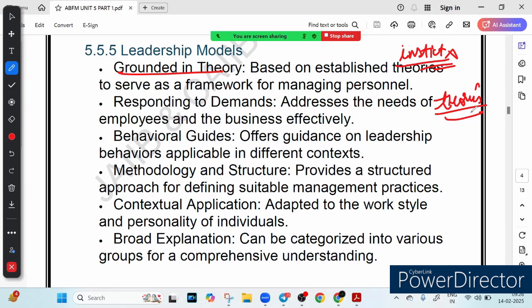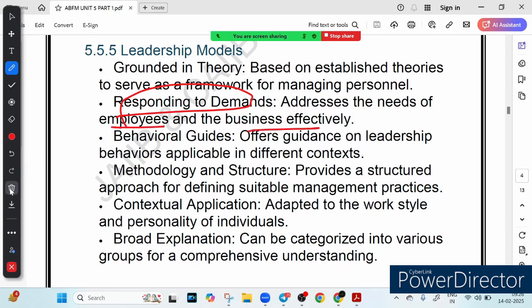Now the first thing is responding to the demands, right? Imagine working under a boss who never listens to you. Frustrating, right? A good leadership model ensures that a manager understands the needs of employees while also fulfilling business goals. Two things are there. They have to fulfill the business goal and they also have to look after the needs of employees. That is the point.